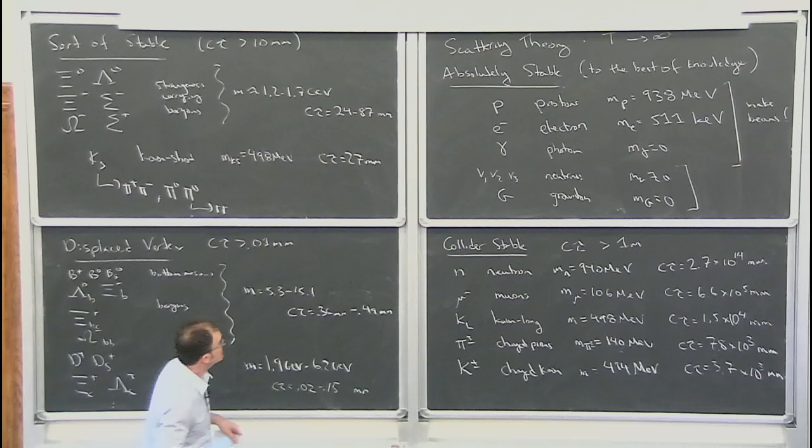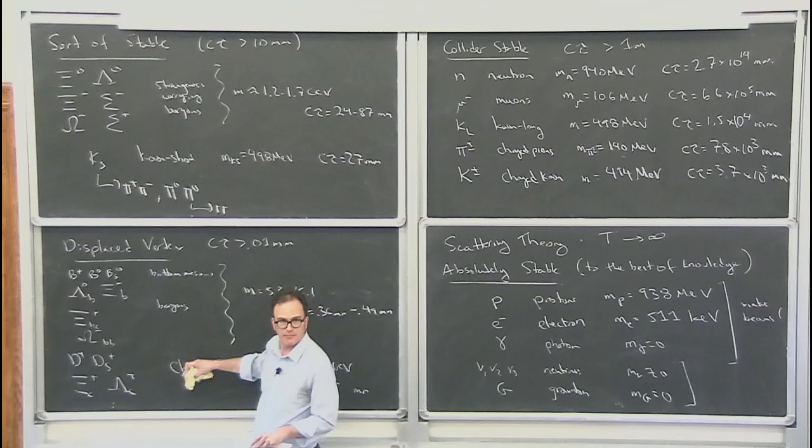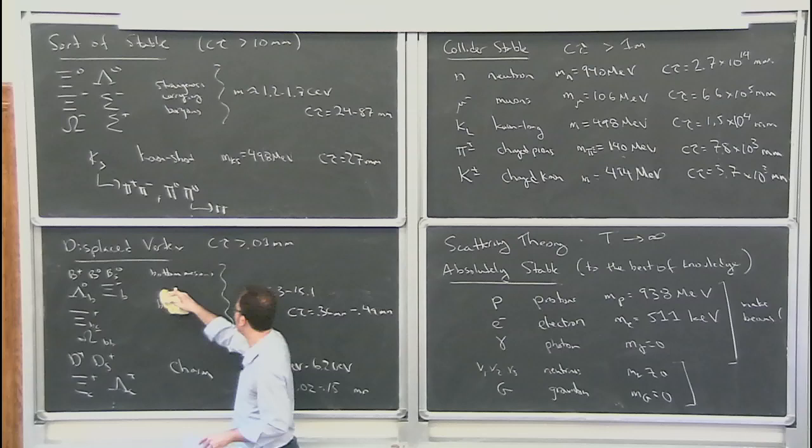And I didn't leave myself enough room, so I'll have to erase stable particles. But the fact that bottom and charm carrying mesons and baryons exist means that when I make a bottom or charm quark and it hadronizes, it gives rise to a state that lives for a certain amount of time before decaying, and I can see that displaced signature.